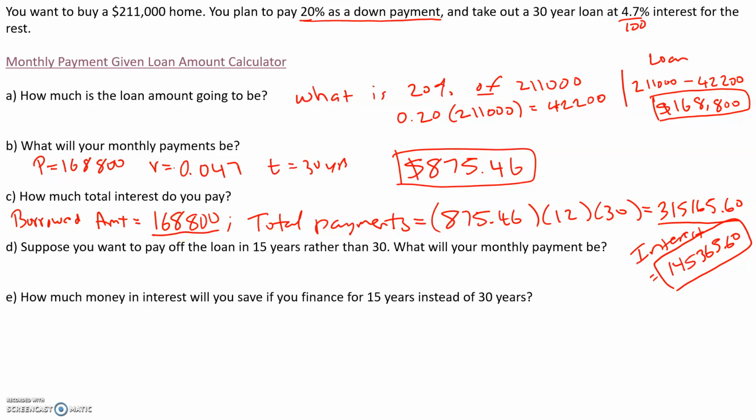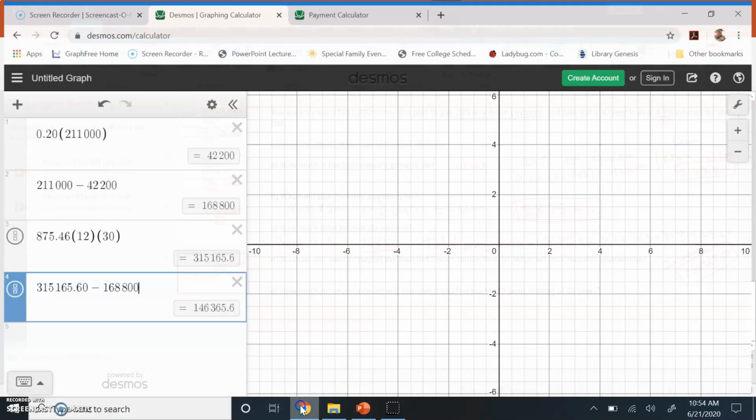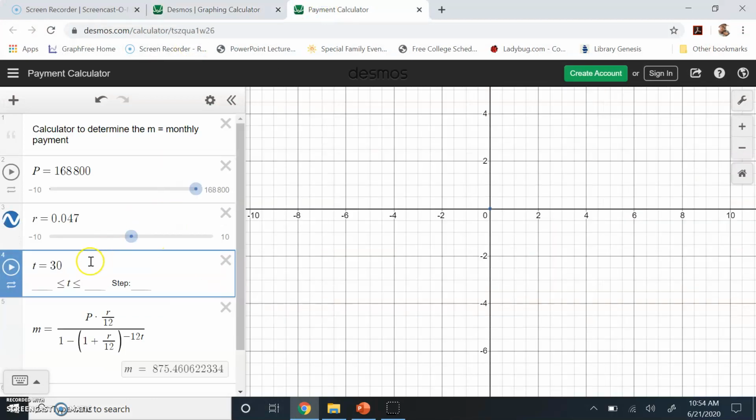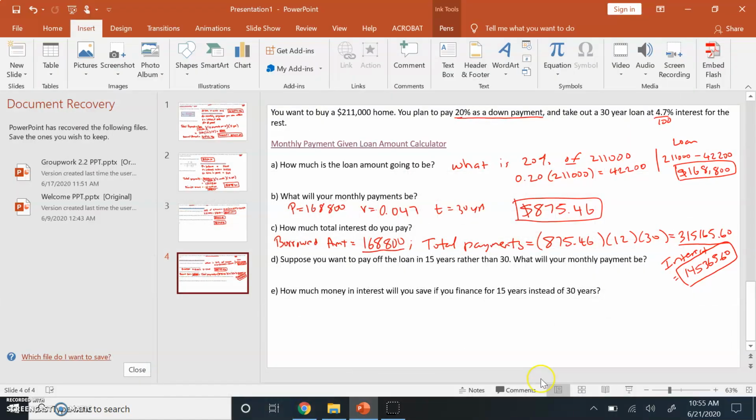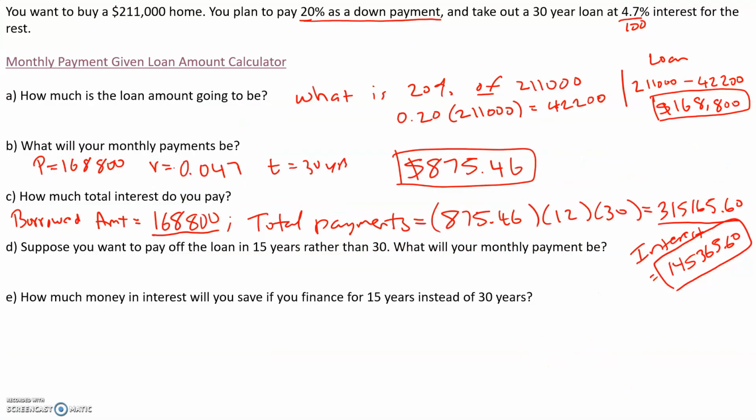Now, suppose you want to pay off the loan in 15 years rather than 30. What will your monthly payments be? So let's go back here, and we still have the same interest rate. Everything else is the same. All we're changing is instead of 30 years, we're doing this in 15 years. And let's take a look at our monthly payment. Our monthly payment jumps to 1308.63. That's your monthly payment.